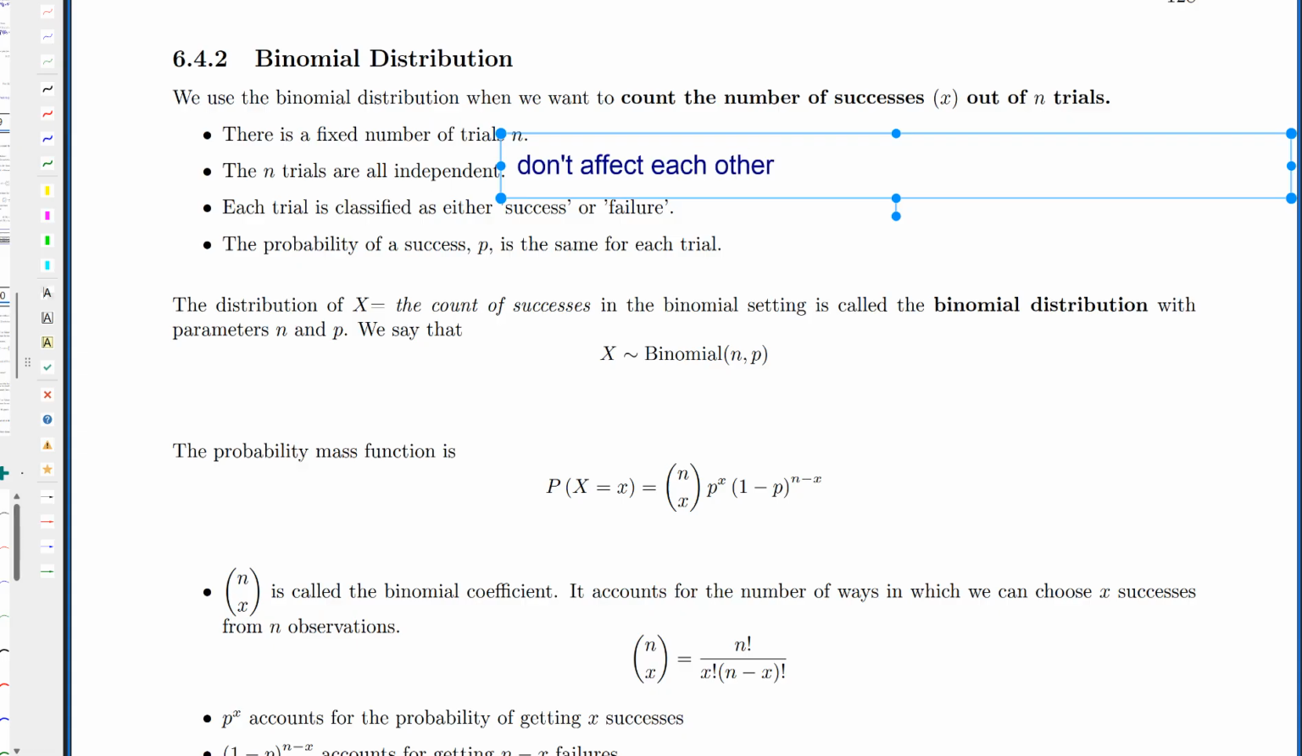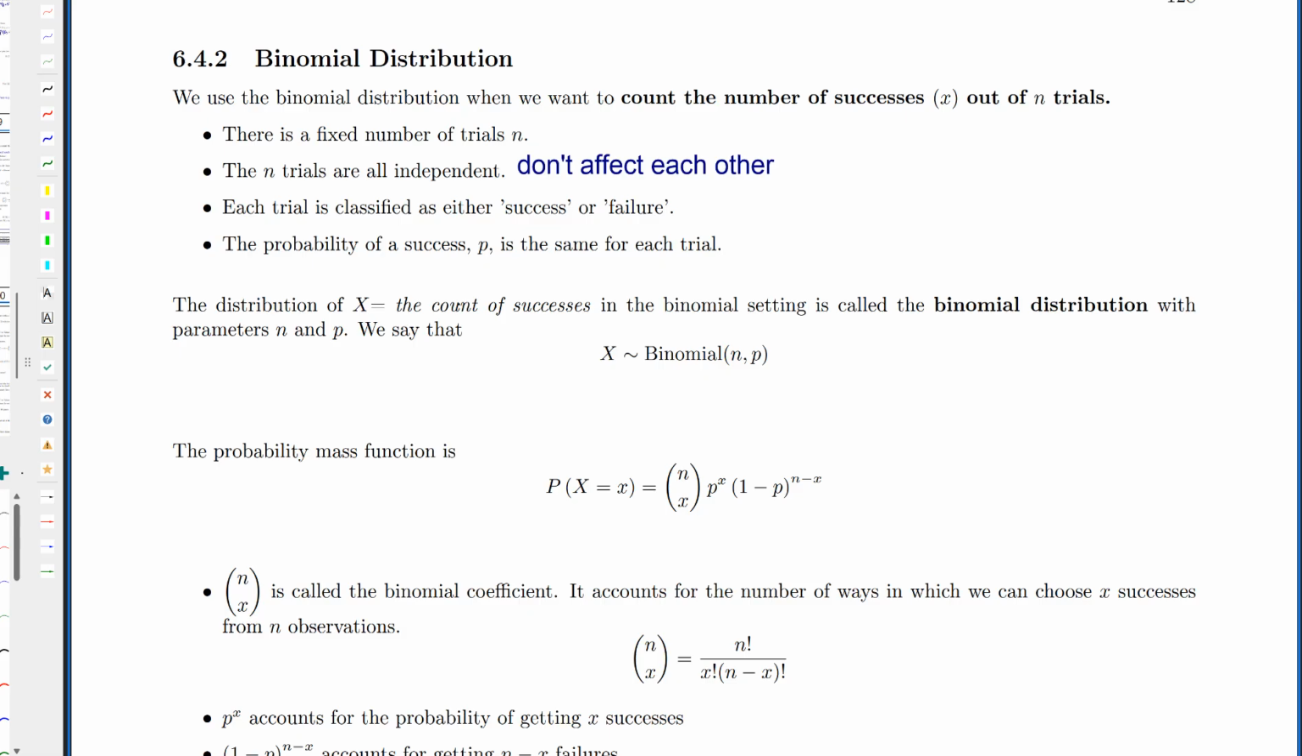Each success has to be classified. Each trial has only two options, success or failure. And the probability of a success, p, is the same for each trial. So that's one of the reasons they have to be independent. They can't be affecting each other. We can't have conditional probabilities that change based on which turn it is.